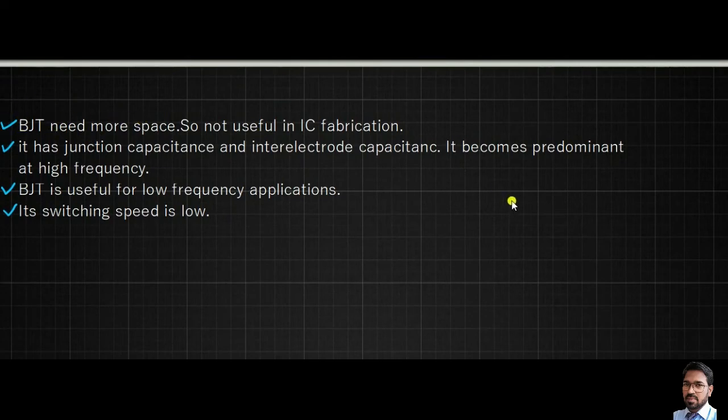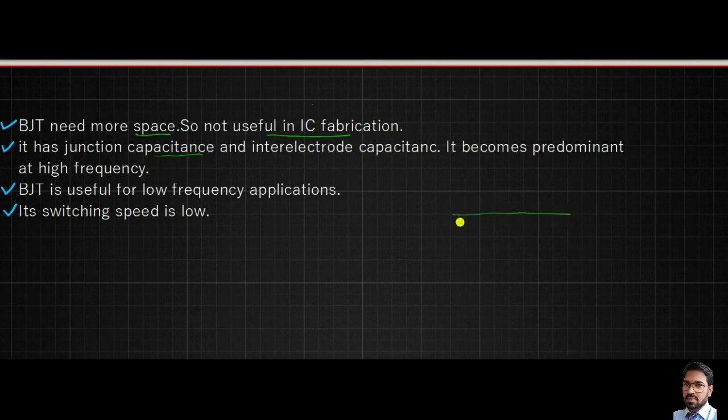Another important point to compare about BJT: BJT needs more space as it is a bipolar device. It requires more space, so it is not useful in IC fabrication. This is an important point. IC fabrication technology requires a device which will occupy less space on the silicon wafer at the time of fabrication. Also, it has junction capacitance, because BJT has junctions.